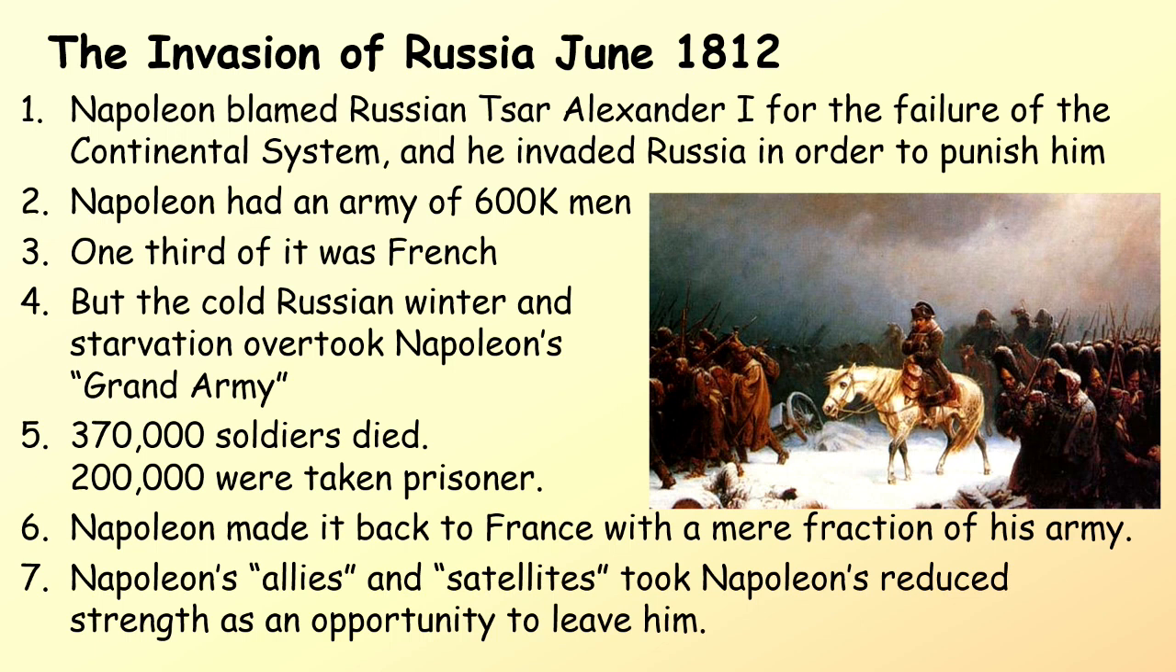But the cold Russian winter and starvation overtook Napoleon's Grand Army. 370,000 soldiers died, and another 200,000 were taken prisoner. And Napoleon made it back to France with a mere fraction of his Grand Army. At that point, Napoleon's allies and satellites took Napoleon's reduced strength as an opportunity to abandon him.